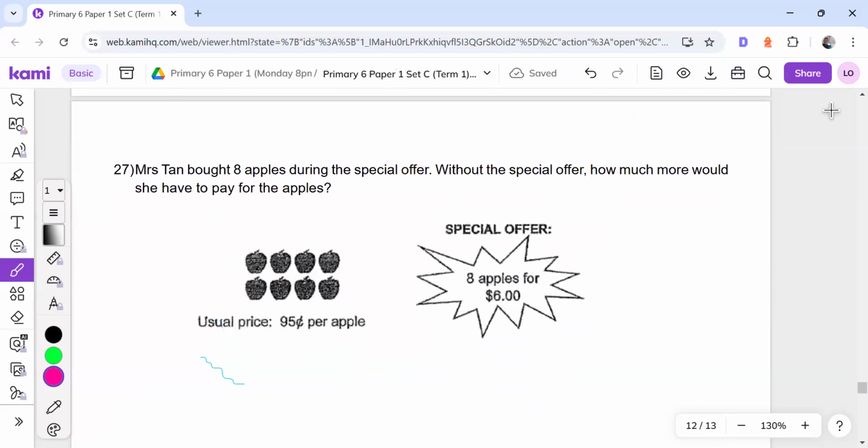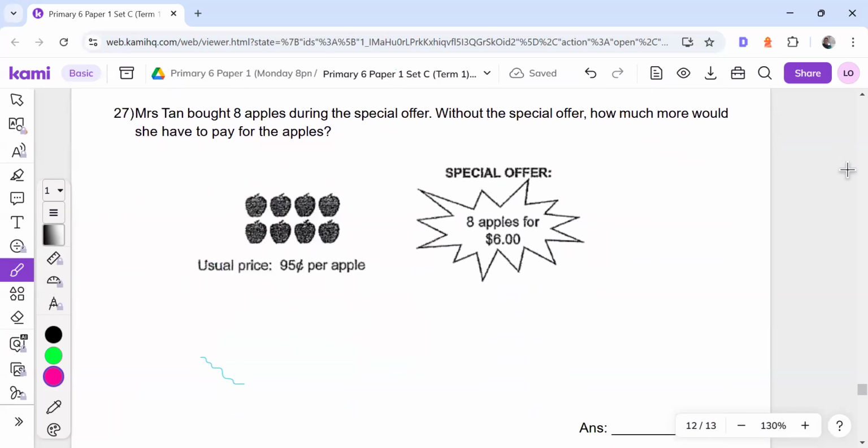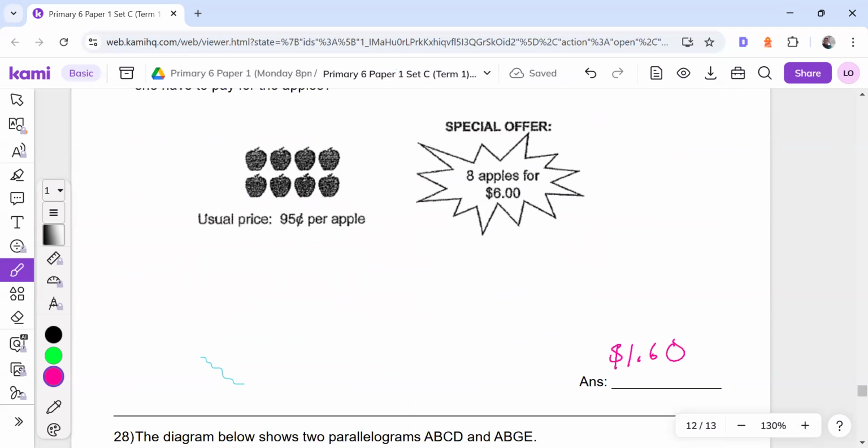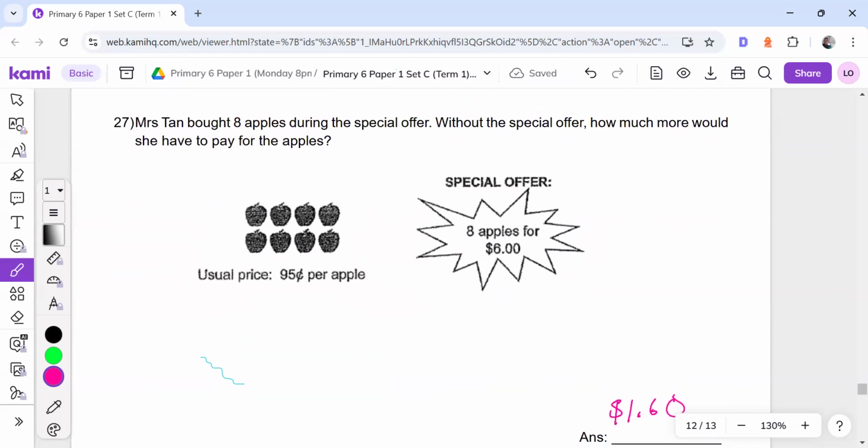Okay, question number 27. The answer is $1.60. How do you get $1.60? Mrs. Tan bought 8 apples during the special offer. Without the special offer, how much more will she have to pay? So you look at the original price, 95 cents per apple. You just take 95 cents and multiply by 8.